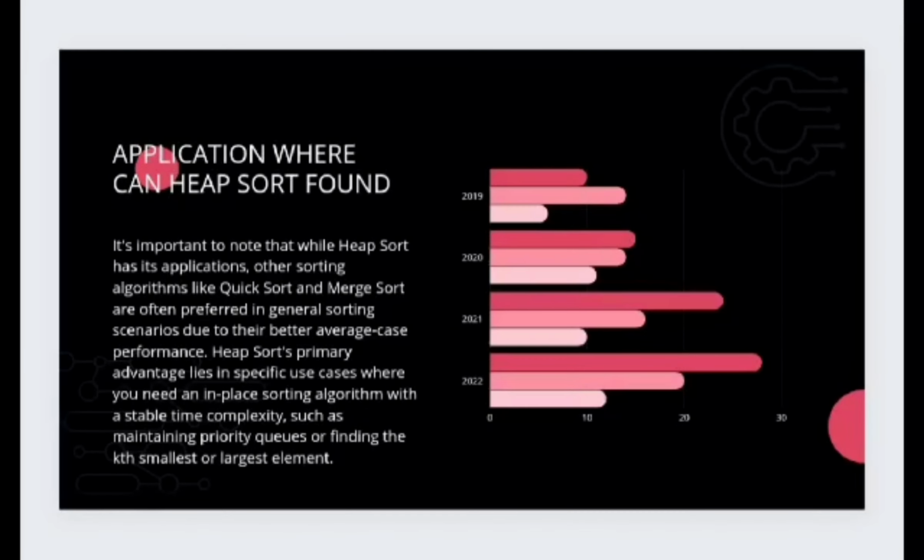Applications where can heap sort be found? It's important to note that while heap sort has its applications, other sorting algorithms like quicksort and merge sort are often preferred in general sorting scenarios due to their better average case performance. Heap sort's primary advantage lies in specific use cases where you need an in-place sorting algorithm with a stable time complexity, such as maintaining a priority queue or finding the kth smallest or largest element.